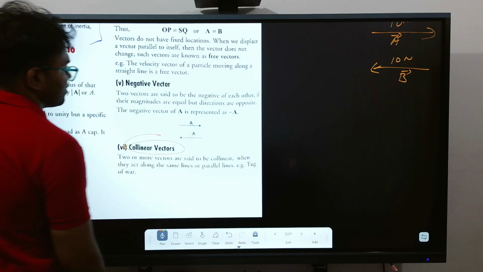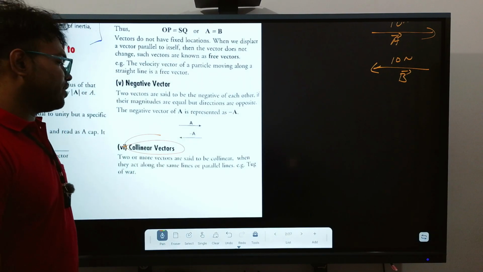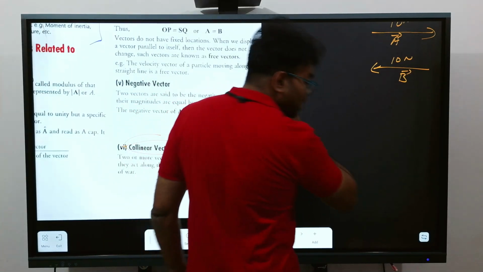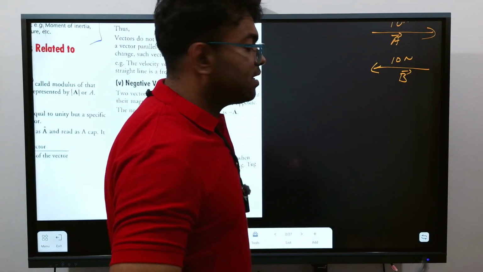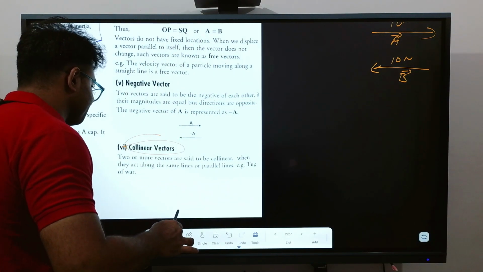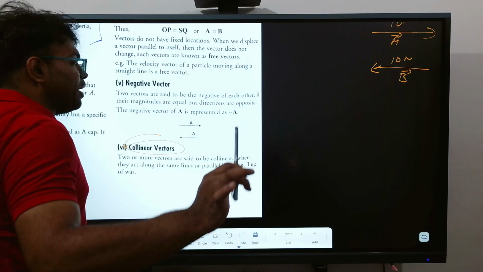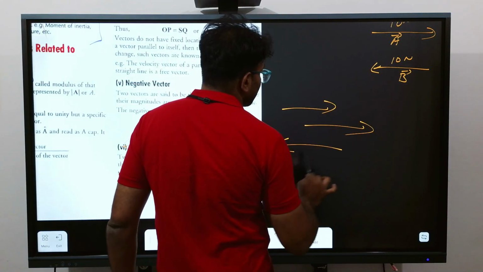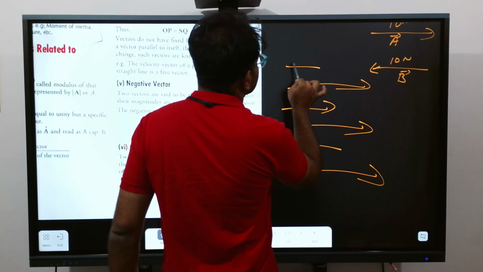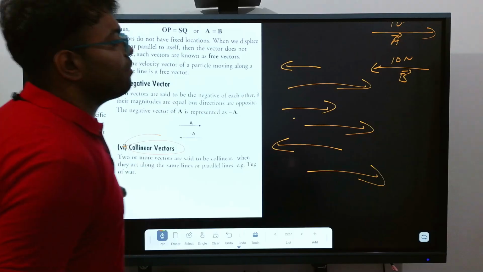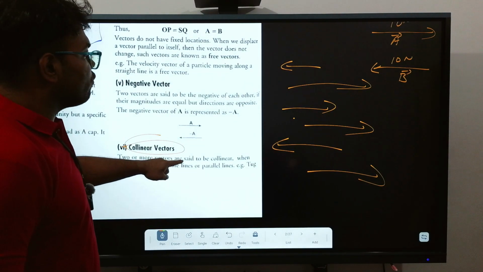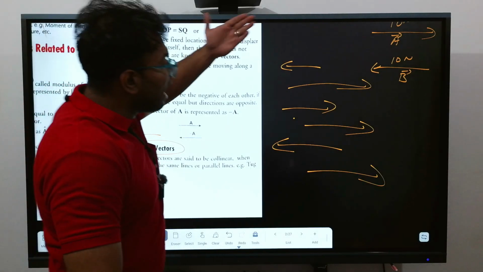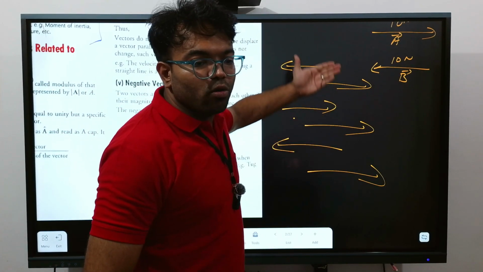Now, collinear vectors. What are collinear vectors? Vectors that are parallel to each other. It doesn't matter whether the vector has a particular magnitude, it could have any magnitude. All these vectors are collinear vectors. Why? Because all these vectors are parallel to each other. Two or more vectors are said to be collinear when they act along the same line or are parallel. They have to be parallel to each other. We call them collinear vectors.